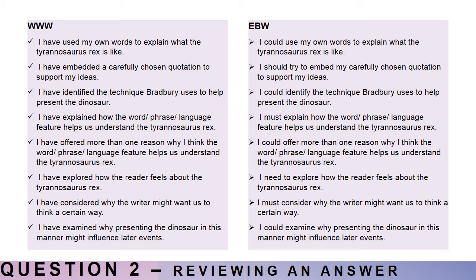So one is where you're looking at all the things that you will have done brilliantly, and then on the right hand side you've got all the things that we might still be able to improve to make our writing even better. So if we look at the box on the left, which is our WWW, so you might be identifying strengths such as, I've used my own words to explain what the Tyrannosaurus Rex is like. I have embedded a carefully chosen quotation to support my ideas. I have identified the technique Bradbury uses to help present the dinosaur. I have explained how the word or the phrase or the language feature helps us understand the Tyrannosaurus Rex.